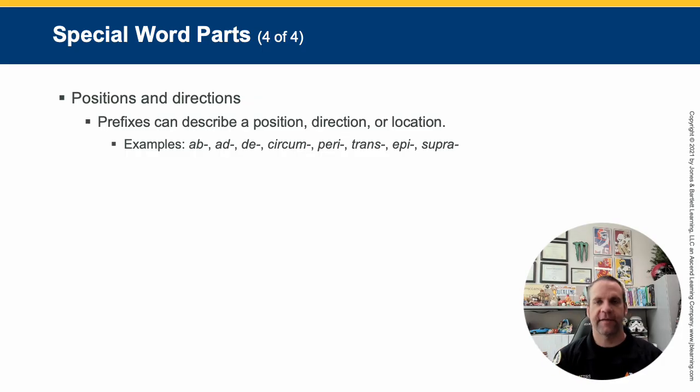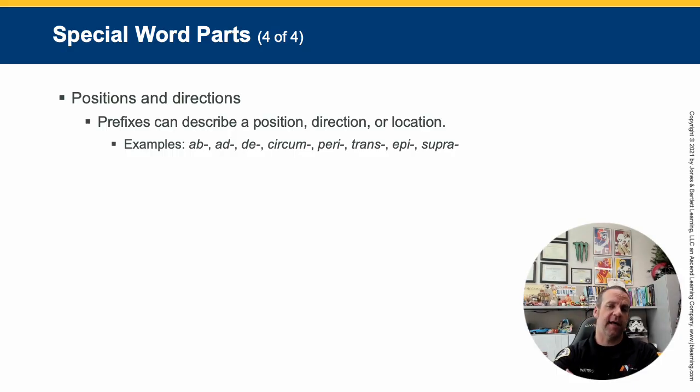Supra also means above and can be found in suprapubic catheters, which are placed above the pubic bone. These prefixes can be very helpful for describing where on the body something is happening. So instead of saying the wound is on the front and slightly above the belly button, you'll use precise medical language, like the wound is in the epigastric region. It's as simple as that. It sounds clearer, it's more professional, and it ensures that everyone involved in the patient's care knows exactly what you mean.